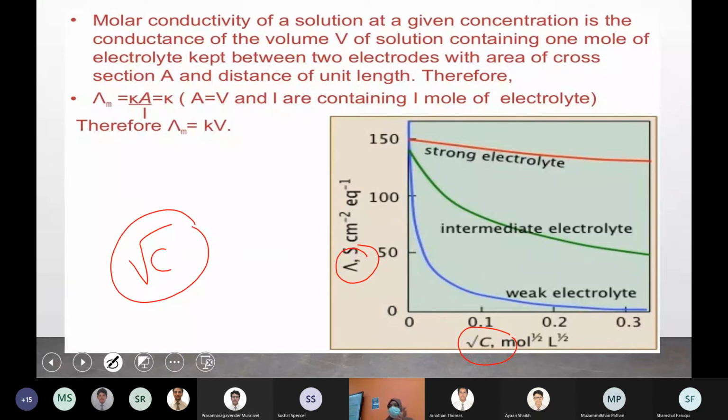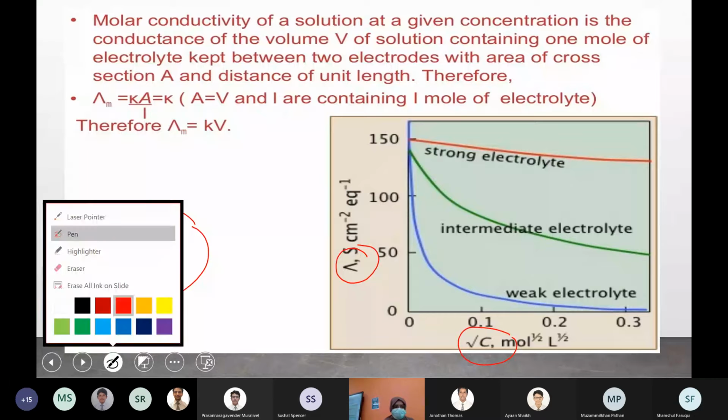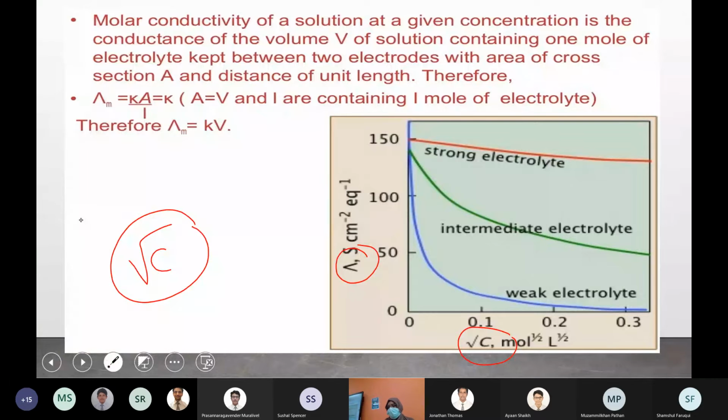If you take C, say you write 1 to 10, and you take the root value of all these numbers, you can see that it takes less space. That means, to incorporate the maximum number of values, instead of C, they have taken root C. And you can see the strong electrolyte, weak electrolyte and intermediate electrolyte, this graph should be analyzed from right side to the left side.